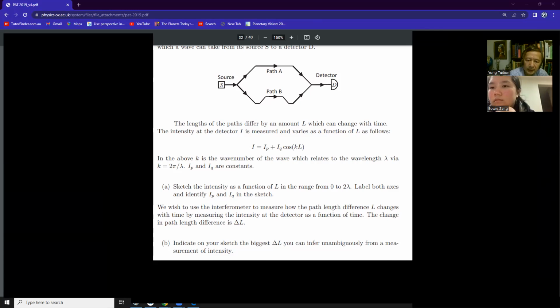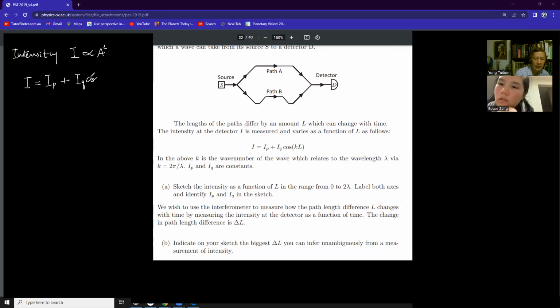What is I? I is intensity. Do you know intensity? I write intensity here. When we found the intensity, it is proportional to the amplitude square. That's called intensity. They tell you what is K. So in this case, they write the question here: I equal to the sum of IP, where IP is constant, and IQ is constant. This just represents this formula.